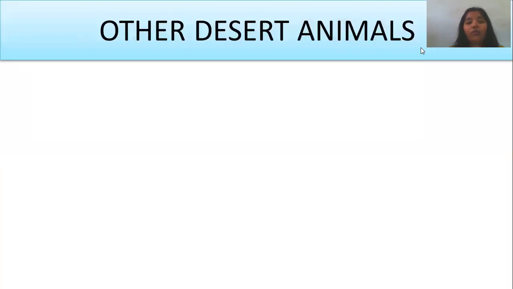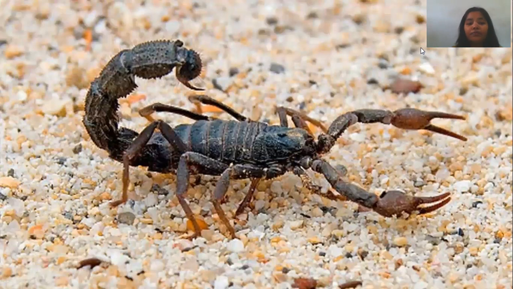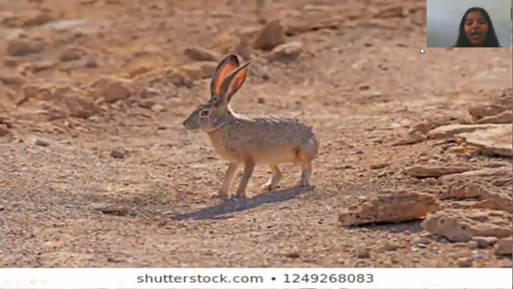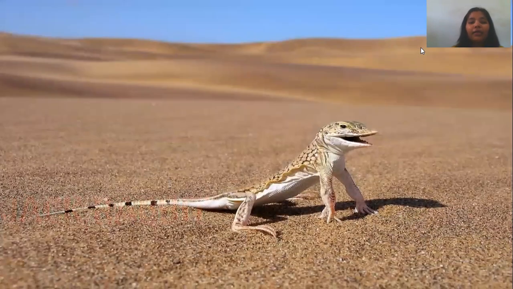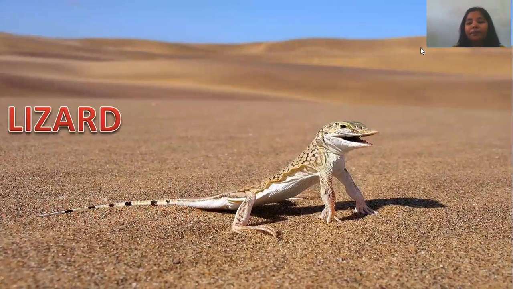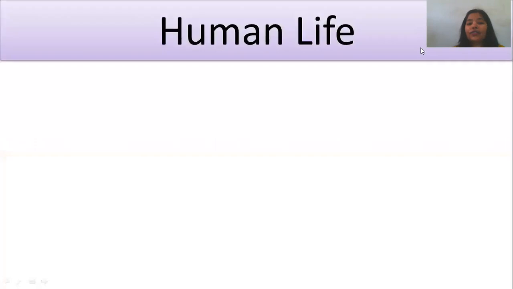Now we have some other desert animals too. Let's see what they are. They are scorpion, then we have jackrabbit and lizard, right? Now let's talk about human life in desert area.